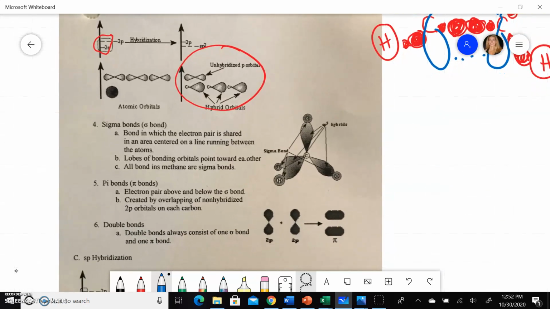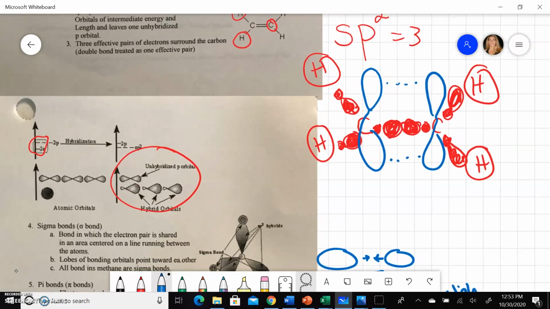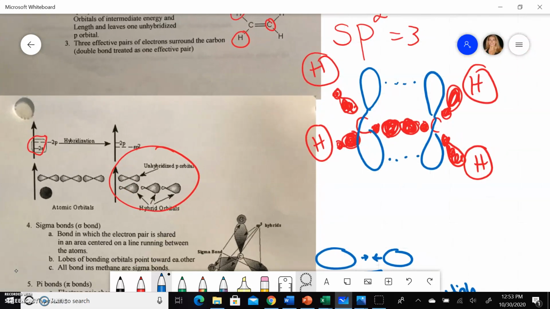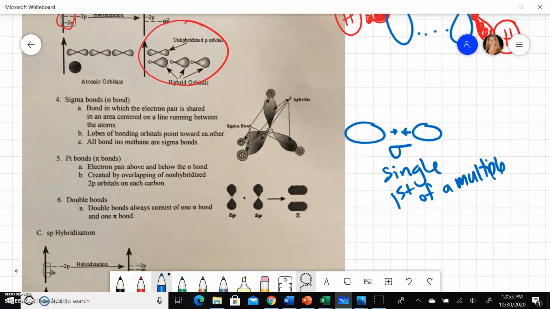And there's different words for how they hit. So anytime that the bond is going to hit head-on, so if you have something hitting head-on like this, whether it's an S, whether it's a P, that's always going to be a sigma bond. And sigma is going to be anytime you have single bonds and it's the first of a multiple bond. And that's called a sigma when they hit head-on. So back up here in this picture, the carbons are having sigma bonds with each hydrogen because they're hitting head-on. The hydrogen is not hybridized, it's just a sphere, and then the carbons have the hybridized orbitals that are hitting head-on with that. So those are the sigma bonds.